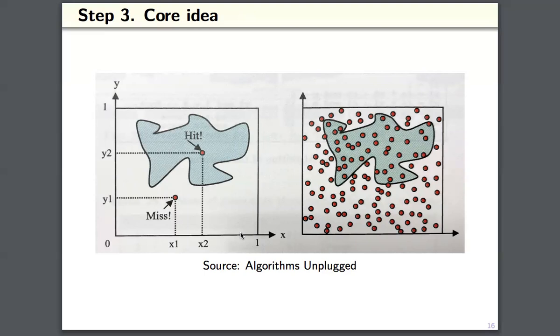Suppose the shape is given like this, shaded, right, in blue. What we do is we create or we come up with some random points. We create as many random points as possible, generate as many random points as possible, and check whether random points fall only in this closed shape. Look at this, in this rectangle. See, in this rectangle or square.